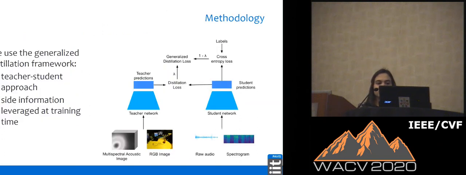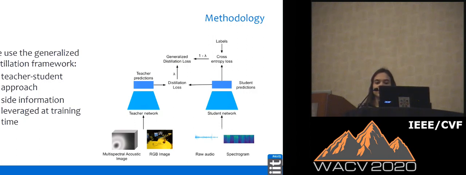The method we employed is the generalized distillation framework, which proposes to use the teacher-student approach to leverage side information at training time, which in our case are both acoustic images and RGB images, which are given in input to a teacher network whose predictions are soft labels used together with hard labels to train student audio models, which have in input both time or frequency-time representations of audio. Later, these models are tested with only 1 microphone information at testing time.